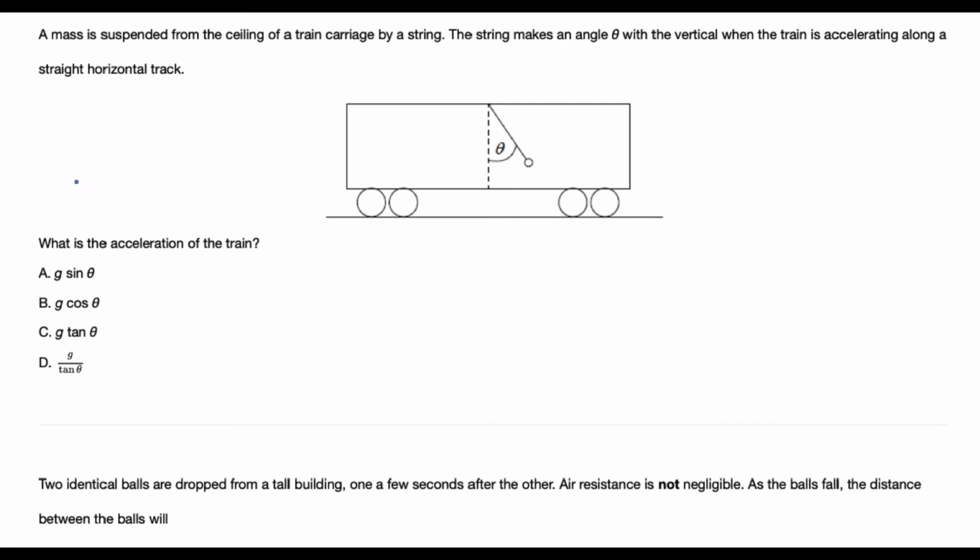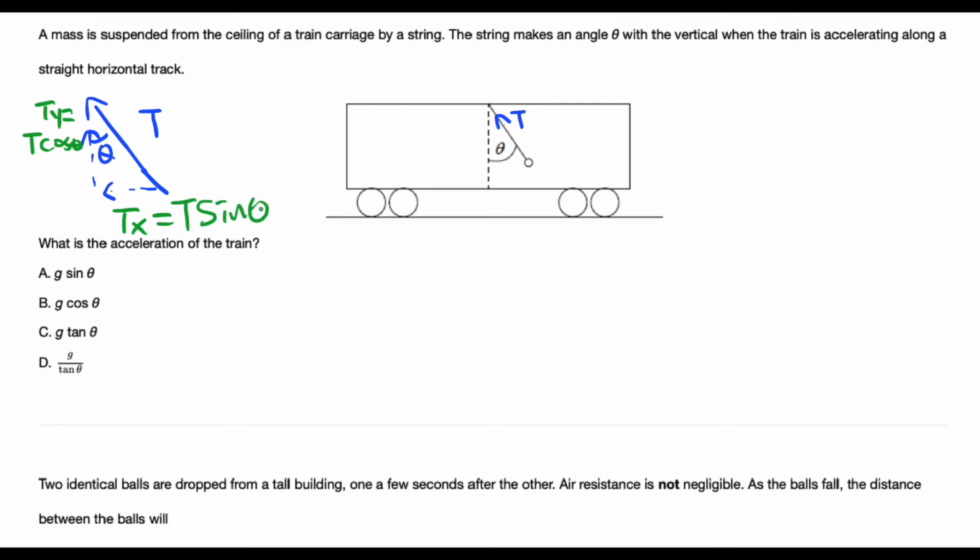A mass is suspended from the ceiling of a train carriage by a string. The string makes an angle theta with the vertical when the train is accelerating along a straight horizontal track. What's the acceleration of the train? So the string here must apply a force of tension, represented by the letter T. Then you can separate it into a vertical component and a horizontal component. So here it's going to be equal to T cosine theta. So this is a vertical component. And the horizontal component is going to be equal to T sine theta.